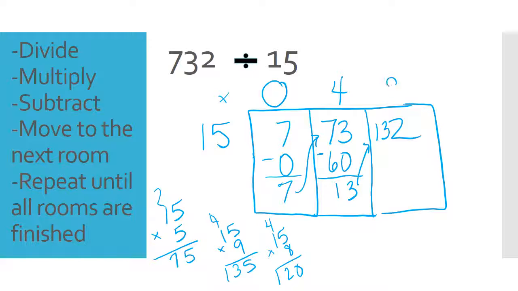So I'm going to put my 8 up here in the quotient. 8 times 15, I just did my cheese dip, is 120. And then I'm going to subtract. 2 minus 0 is 2. 3 minus 2 is 1. And then I have no more rooms, so I'm finished.